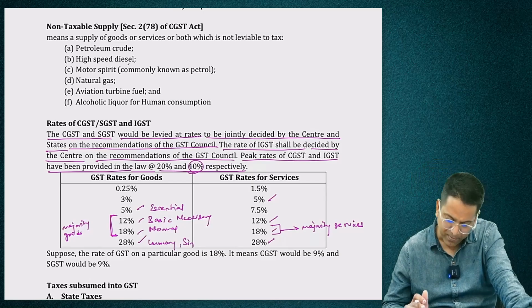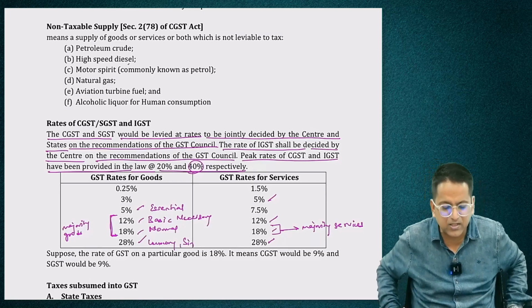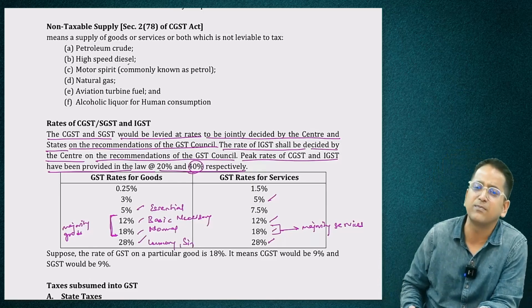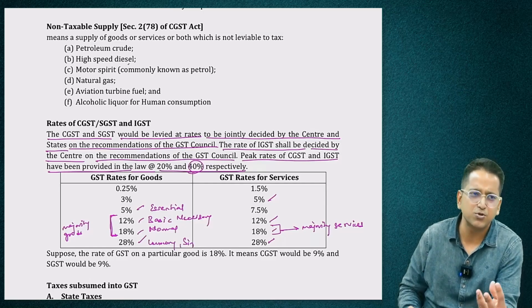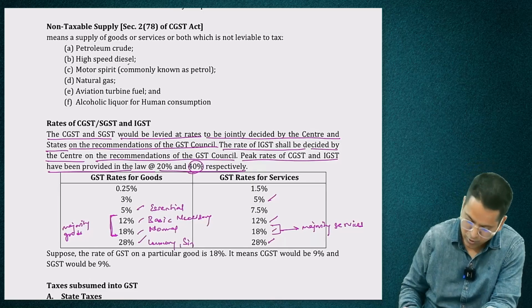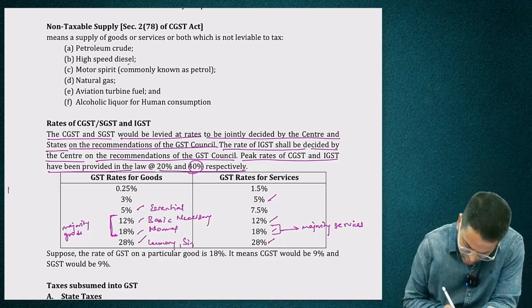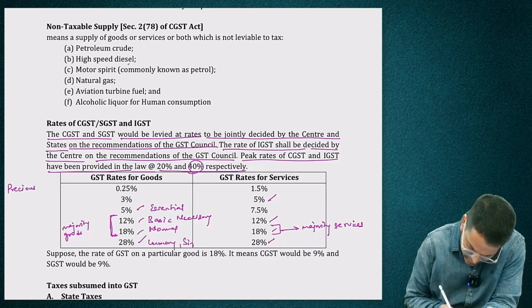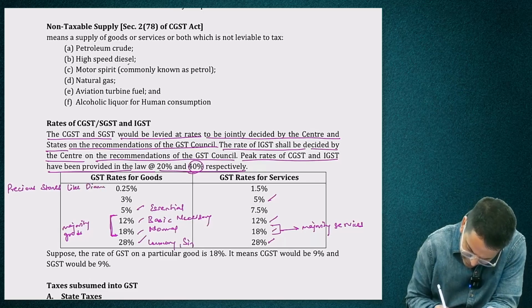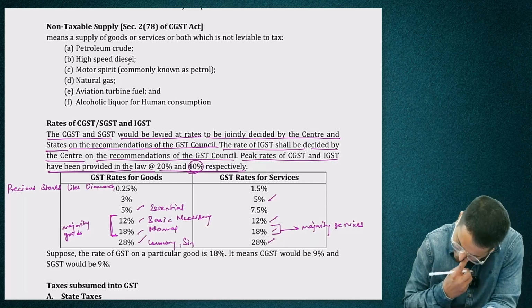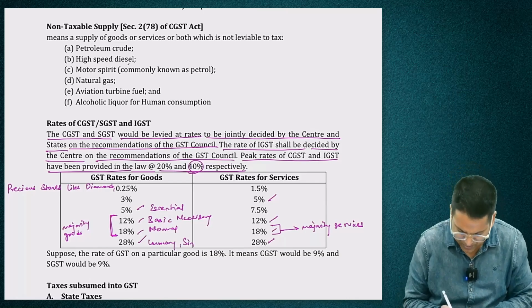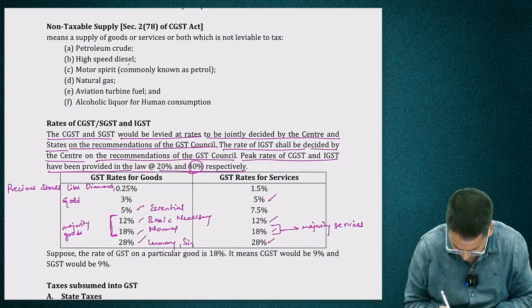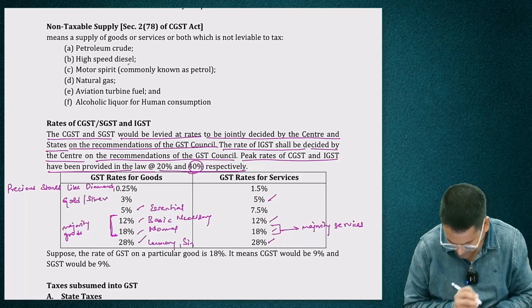Now what are the remaining ones? The 0.25% rate is on which goods? It is on precious or semi-precious stones, like diamond, sapphire and emerald, all these stones that you use like jewelry. And 3% is on what? 3% is on gold and silver.